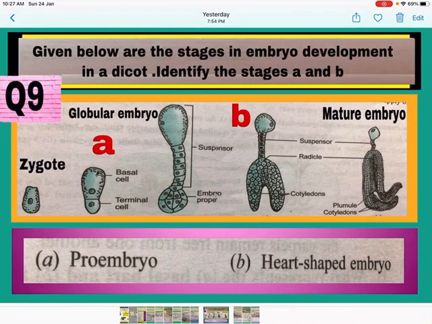Come to next. Given below are the stages in embryo development in a dicot. Here the different stages of embryo development in a dicot are shown. Identify the stages A and B. It starts from the zygote, and the zygote is formed by the fusion of the male gamete with the egg cell, and this zygote will develop into A. What is A? It is the 2 cell stage, the pro-embryo. A will convert into the globular embryo and the globular embryo will convert into B. And what is B? B is the heart-shaped embryo, and this heart-shaped embryo will form the mature embryo. So, A is the pro-embryo and B is the heart-shaped embryo.